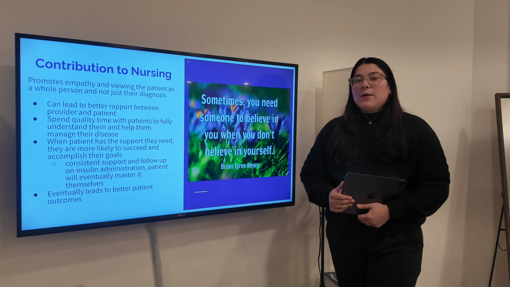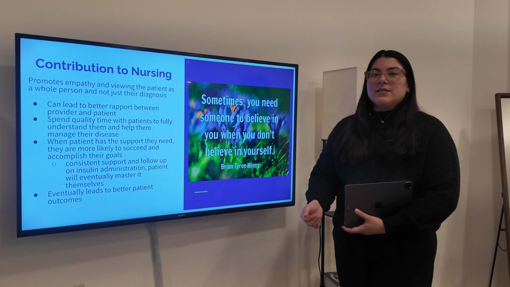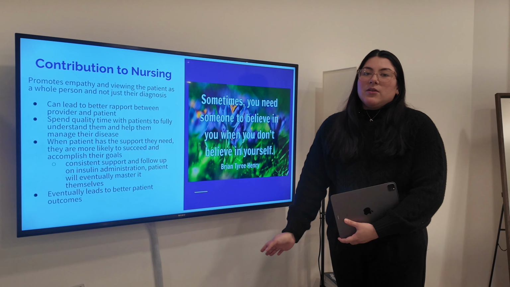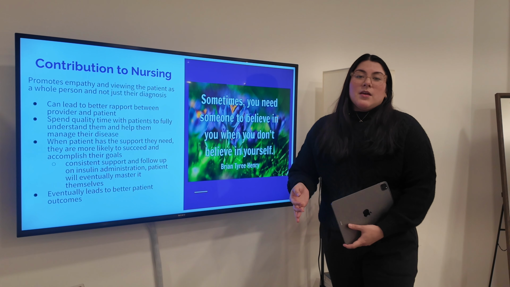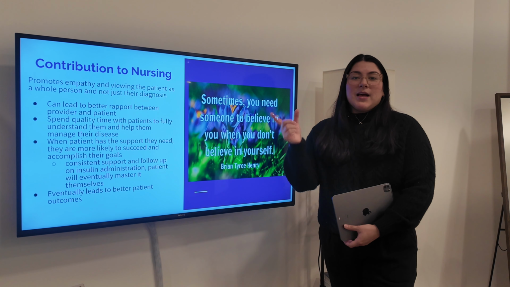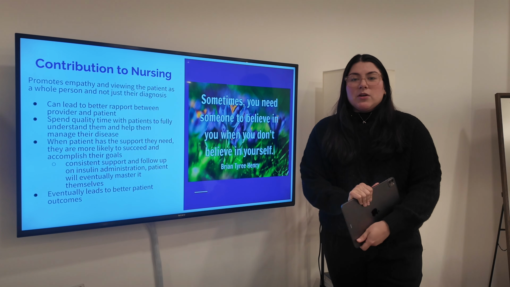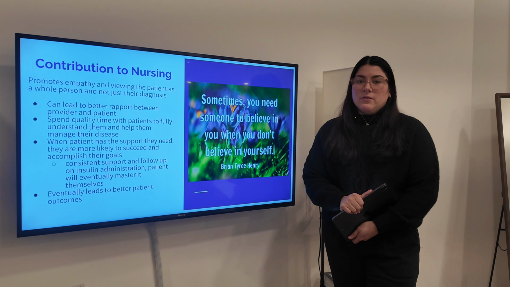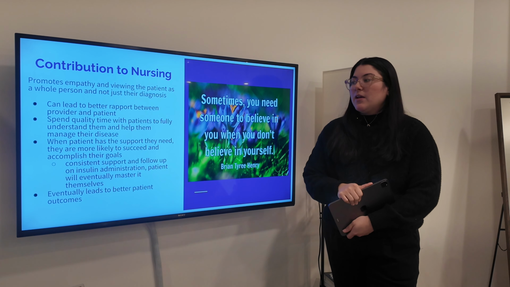To conclude, I believe this theory has a significant contribution to nursing because it provides the provider an opportunity to really get to know their patient, really understand them. It promotes empathy and viewing the patient as a human, not just their diagnosis or their lab results or their imaging that you see on a screen in front of you. It really promotes focusing on the person in front of you, getting to know them, and what can I do as a provider to help them out. Really going the extra mile to support them and guide them properly.